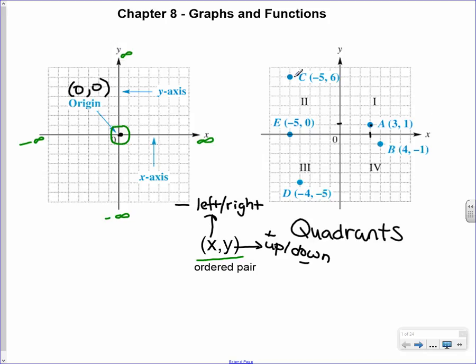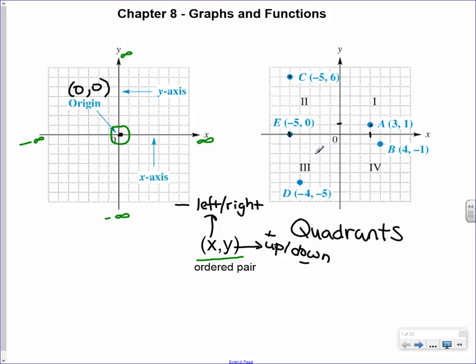If we look at C, it's got a negative 5 and a positive 6. Negative 5 is our x value, so we go over here to negative 5. We're going to the left now: 1, 2, 3, 4, 5. Here's my negative 5. And then a positive 6, so I go up 6 spots, and that's how I get to that point.